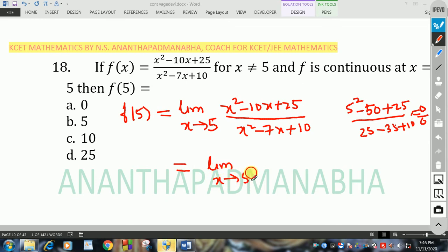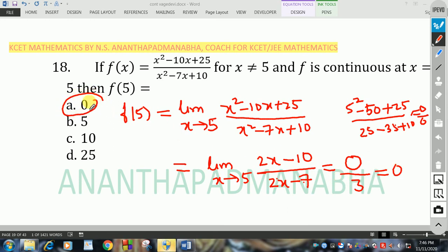So now limit as x approaches 5 of 2x, that is the derivative of x square is 2x, minus 10, divided by the derivative of x square, 2x again, minus 7. When you apply the limit, the numerator becomes 0. So let us not worry about the denominator, which will be 10 minus 7, which is 3. So the answer is 0 for this. So f of 5 is 0.